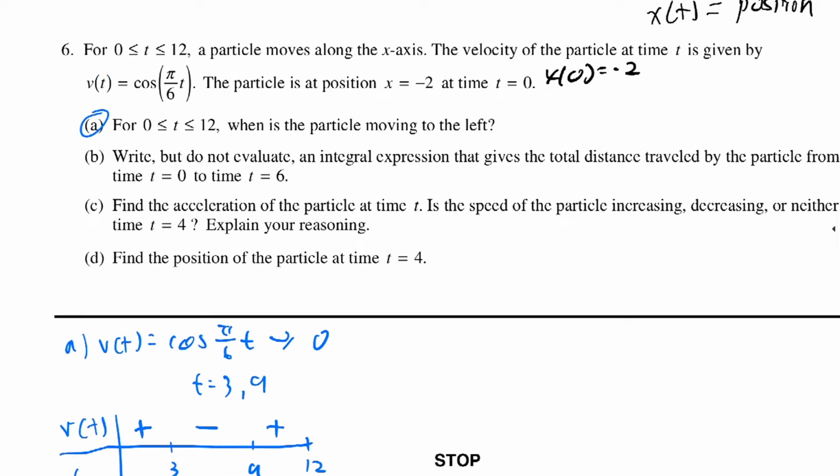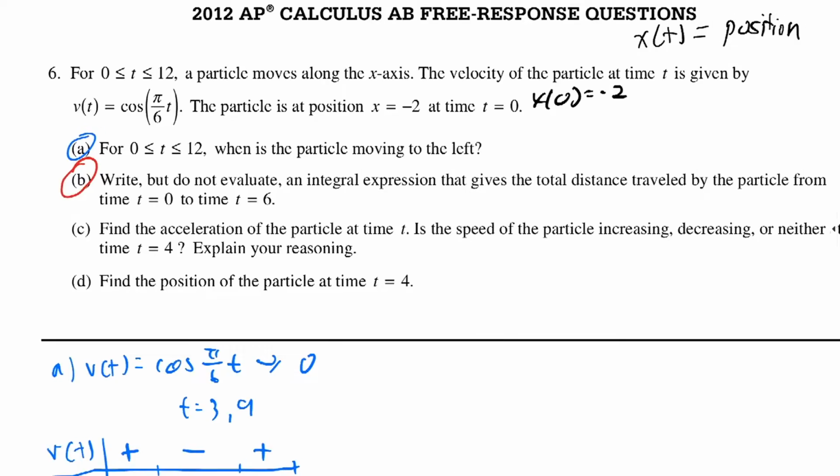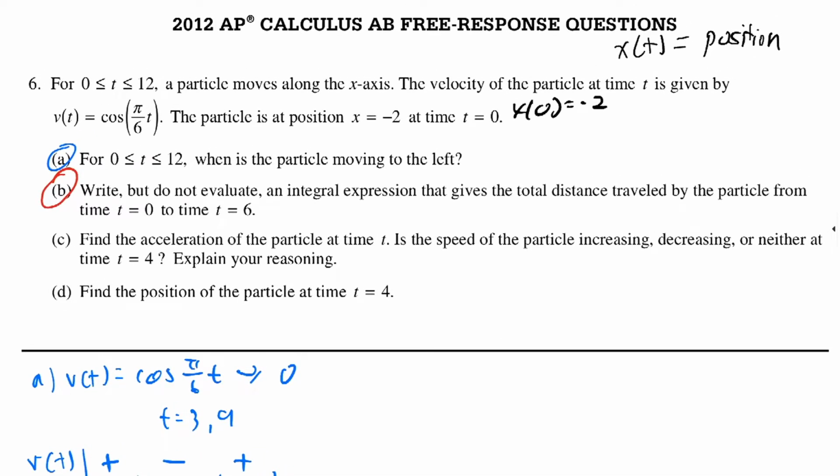All right, part B. We're going to do this in red, and we can actually do this one right here. Write but do not evaluate an integral expression that gives the total distance traveled by the particle from time t equals 0 to time t equals 6. All we're going to do here is write an integral expression.